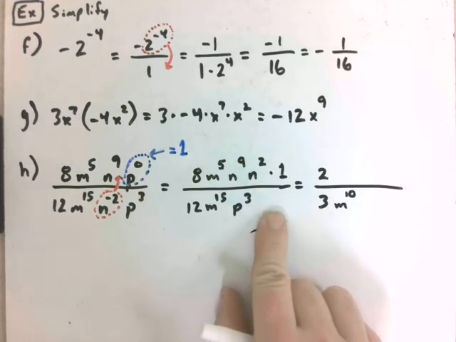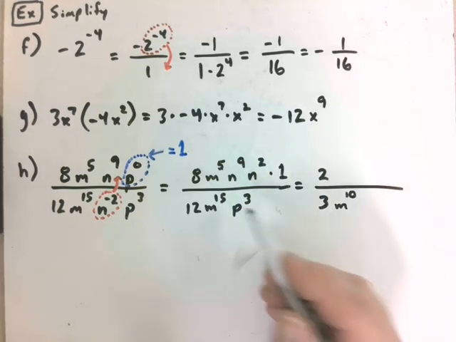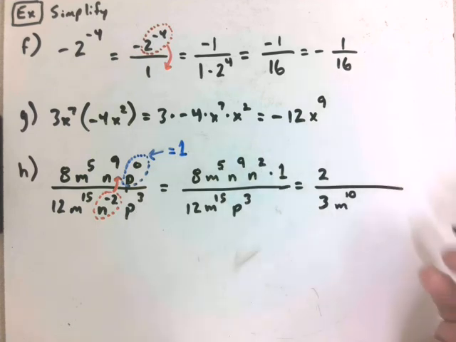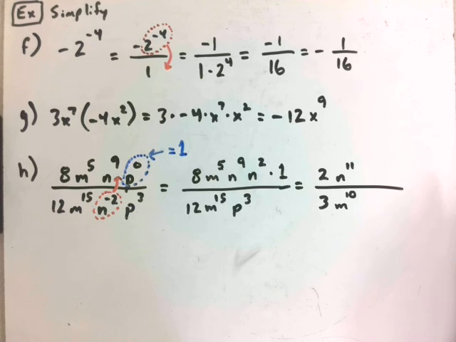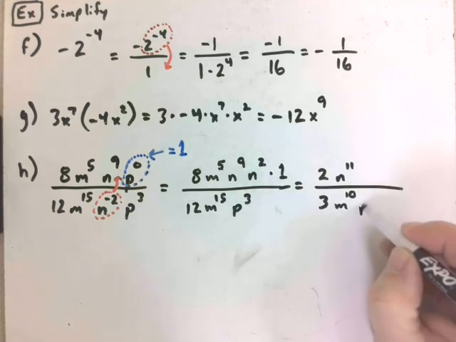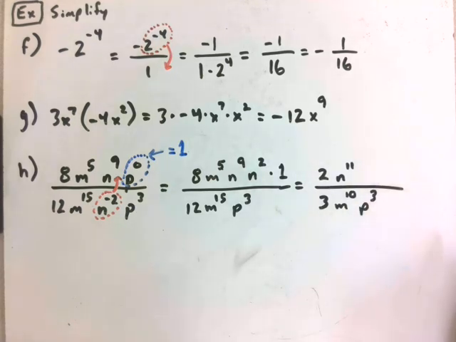Up in the top, I have some n's. Those n values that are there, n to the 9th, n to the 2nd power, we would add those exponents because we're multiplying those. And then we have a p to the 3rd, and there's not another value for p. And we have our 1 out there on the end. So that would be our final simplified answer on that one.